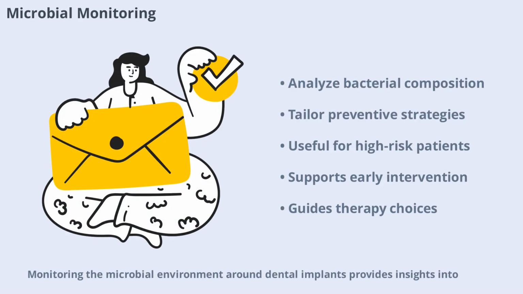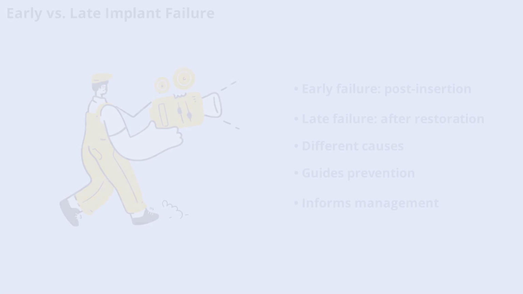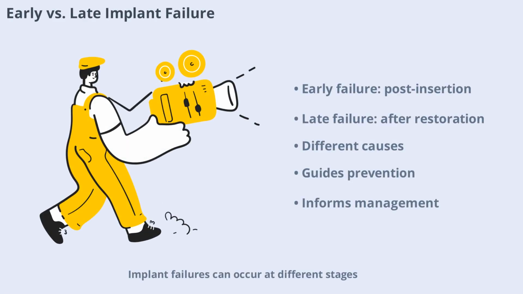Monitoring the microbial environment around dental implants provides insights into the health of the tissues and the risk of peri-implantitis. By analyzing the types and quantities of bacteria present, dental professionals can tailor preventive and therapeutic strategies. Microbial monitoring is especially useful in patients with a history of periodontal disease or those showing early signs of implant complications. Implant failures can occur at different stages.